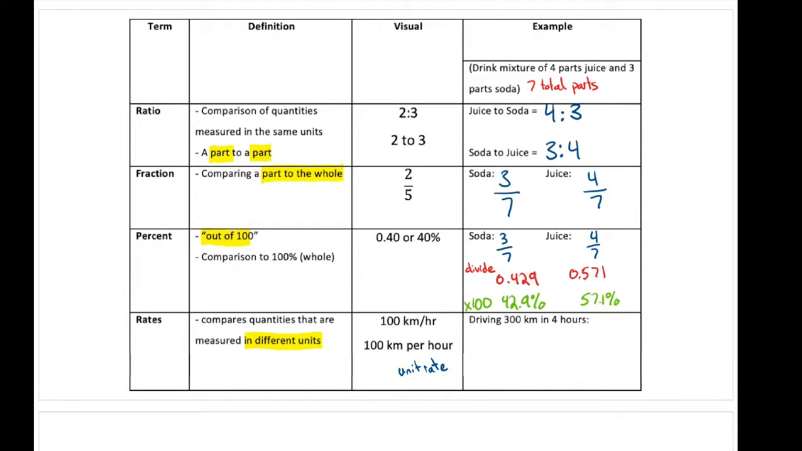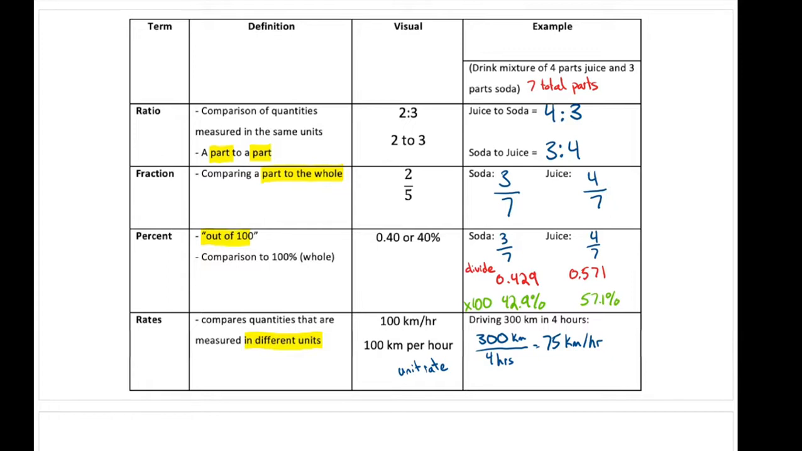So when we're doing something like this, basically, we take our one number, 300 kilometers, divided by 4 hours, and all we do is we divide. So this gives us 75 kilometers per hour. Now you might be thinking, well, how do I know what number to put on top? Why don't I put the 4 on top? And that's a good question.